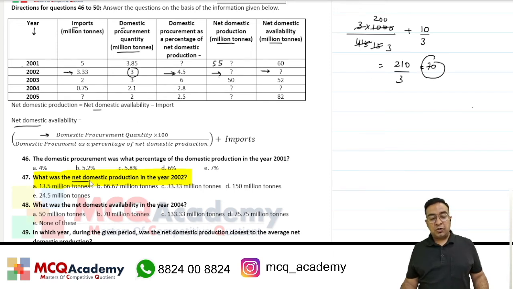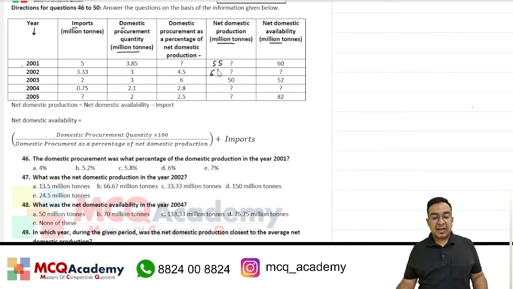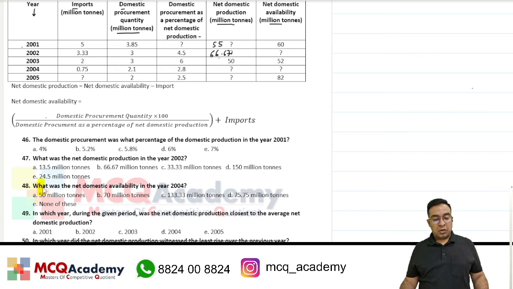The question is asking for the value of net domestic production. So net domestic production in this case will be equal to net domestic availability, which is equal to 70, minus the value of imports, which is equal to 3.33. So this value will be equal to 66.67, and the unit of million tons is common to all of them. Therefore, you will mark B as the answer to this question. Here also, we can use this as a standard value for other questions as well. That is 66.67 million tons. Question number 48. What was the net domestic availability in the year 2004?